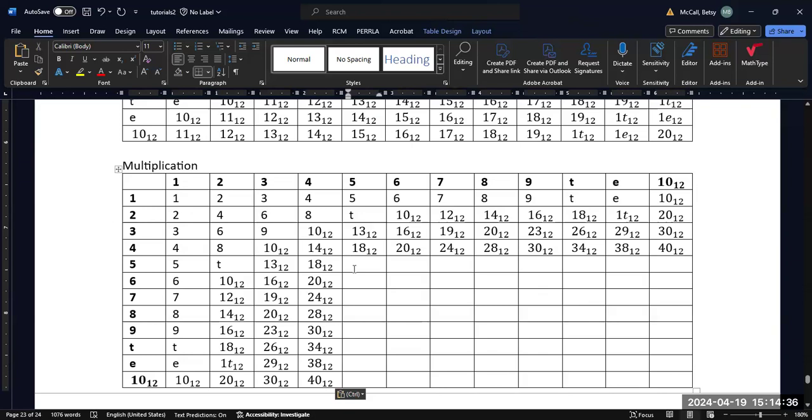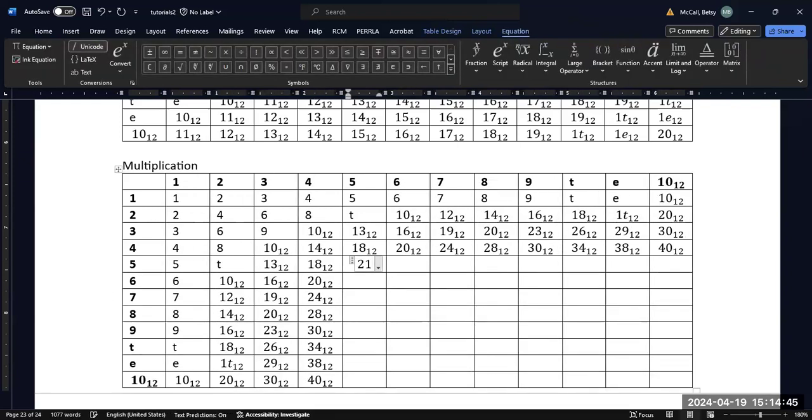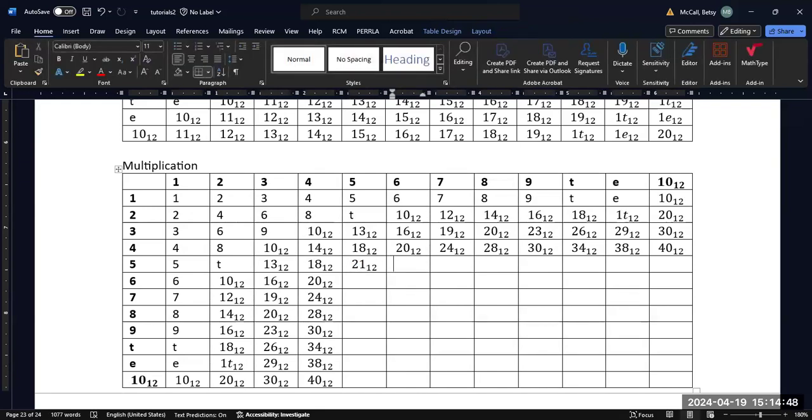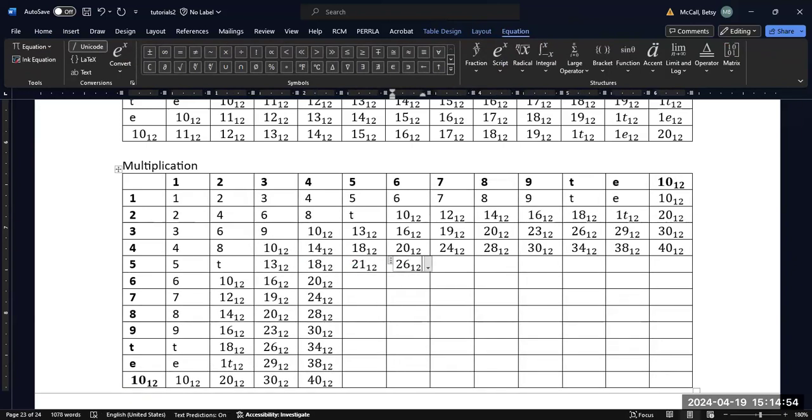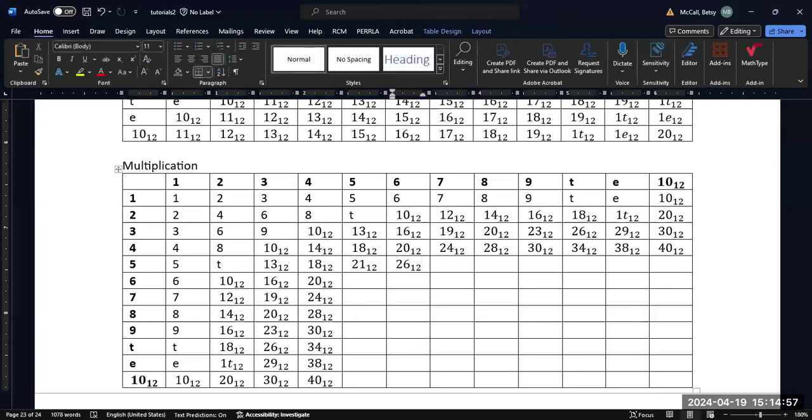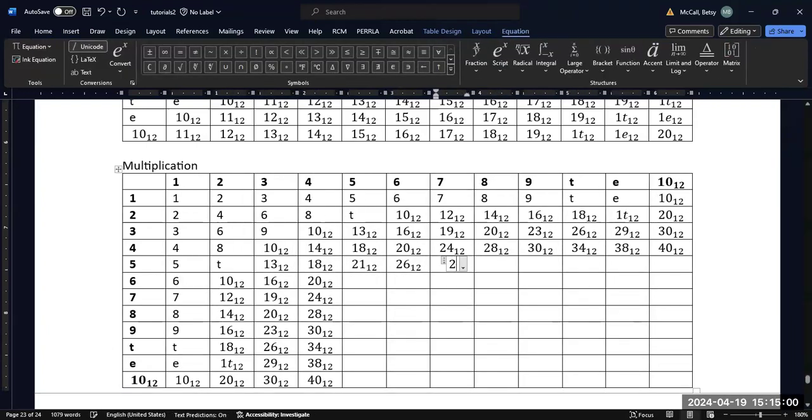5 times 5, that's 25 in base 10, which is two copies of 12, which is 24, plus one left over. So this is 21. And if I add 5 more, I get 26. And if I add 5 more to 6, I get 11. So let's think about that. 35 is one short of three copies of 12. So that's two copies of 12 and an 11 left over.